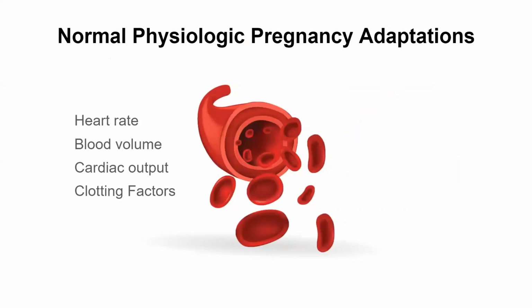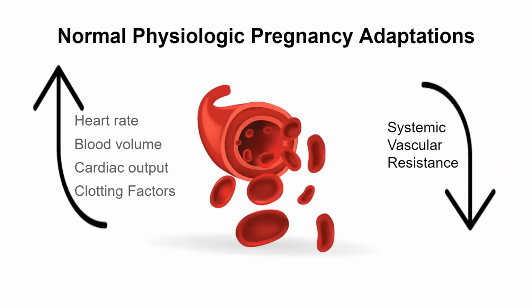The normal physiologic pregnancy adaptations: heart rate, blood volume, cardiac output, clotting factors. It's important to know that all of these things increase with pregnancy. The blood volume increases about 1.5 times the normal amount, and cardiac output increases about 30 to 50% above baseline during pregnancy. So remember, the heart is working harder to meet the demands of the mom and the baby. And on the other side, we see the systemic vascular resistance decrease in pregnant women.